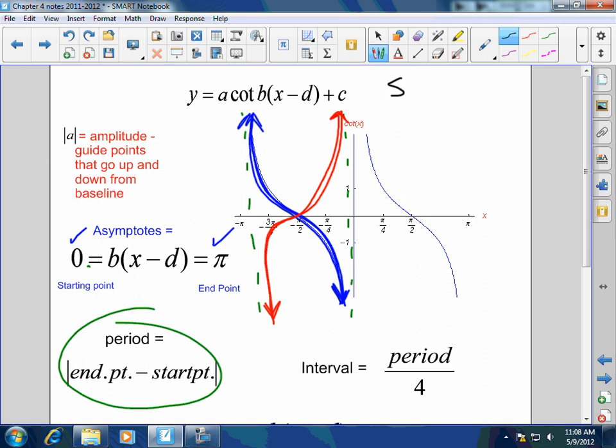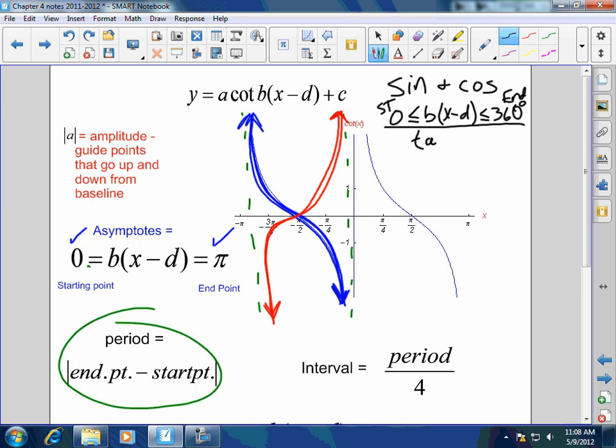Sine and cosine, you are going to be setting the b times x minus d between 0 and 360 always. That's it. Done. From there you get your period, from there you get your intervals, but that's the big important part because it determines your starting point and your end point.